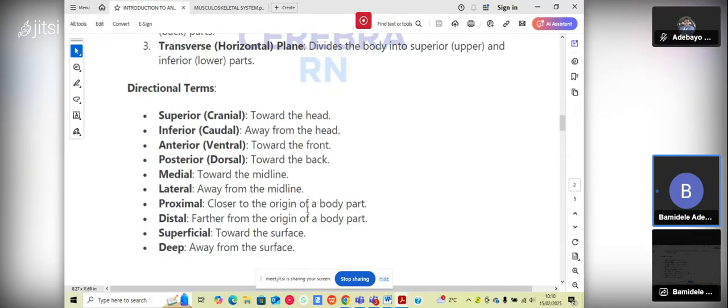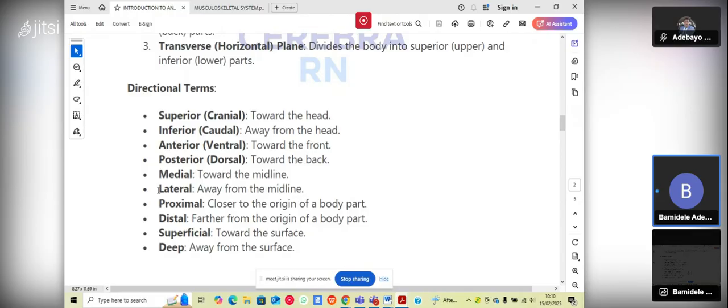Another term is anterior and posterior. We've talked about that. Anterior is the front, posterior is the back. Medial is towards the midline, closer to the midline, that is closer to the sagittal plane. Lateral is far away from the middle. For instance, you can say my hands are lateral. A part of an organ could be lateral because it is far away from the midline.